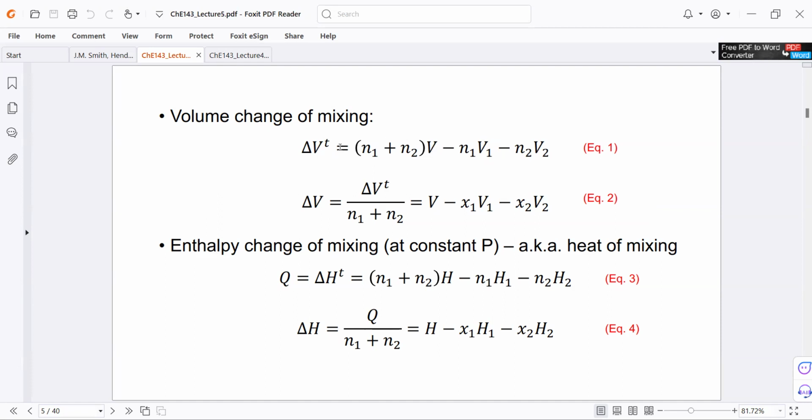We divide everything by the total number of moles, N1 plus N2, and we get this equation. Now the right hand side of the equation is in terms of X, which is the composition. Okay, so that is the equation for the volume change of mixing.